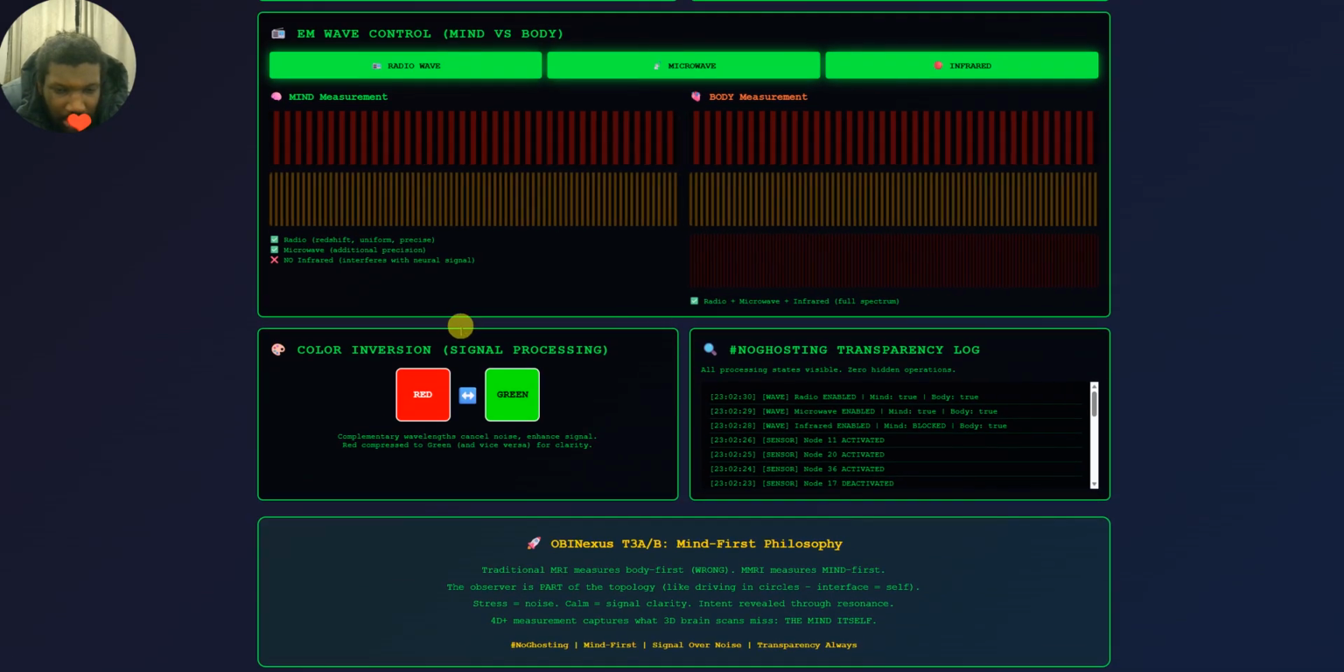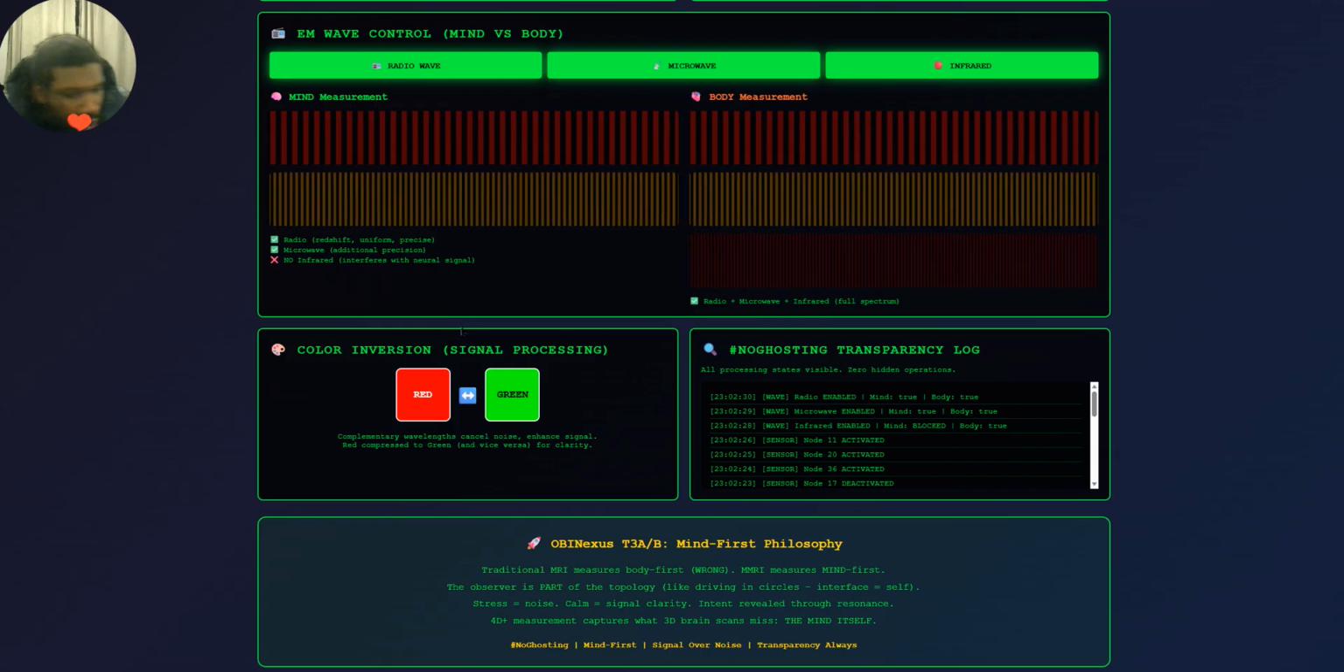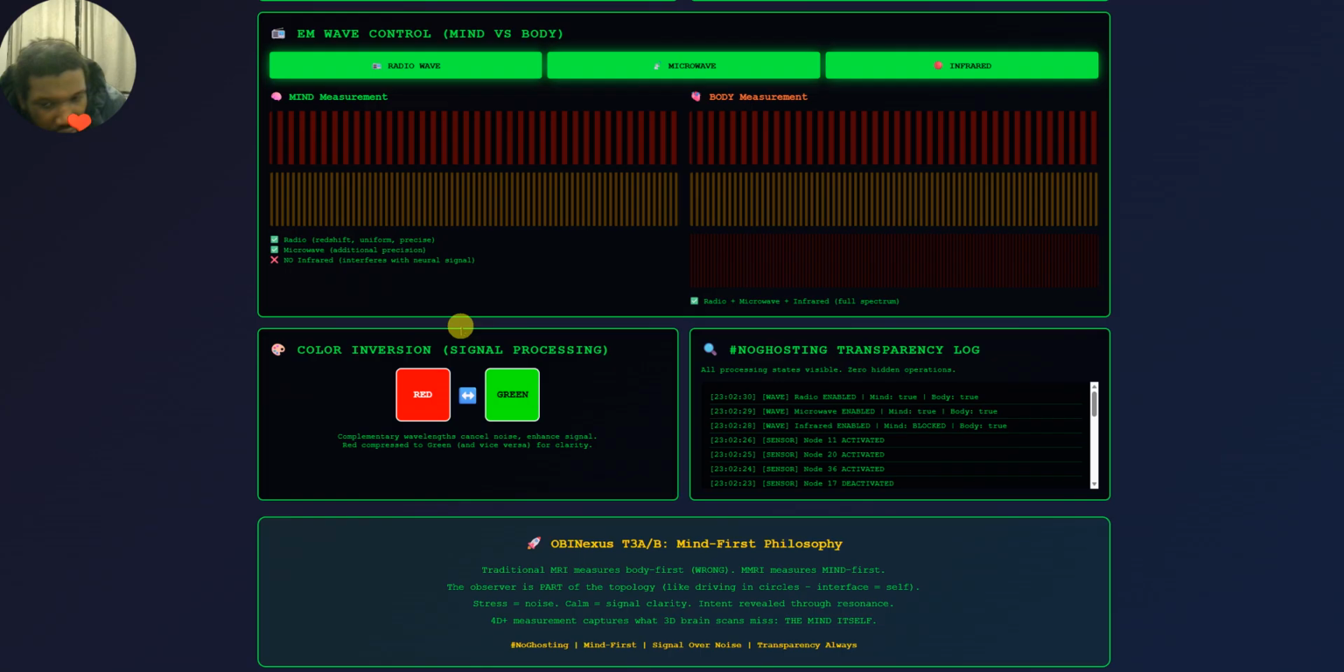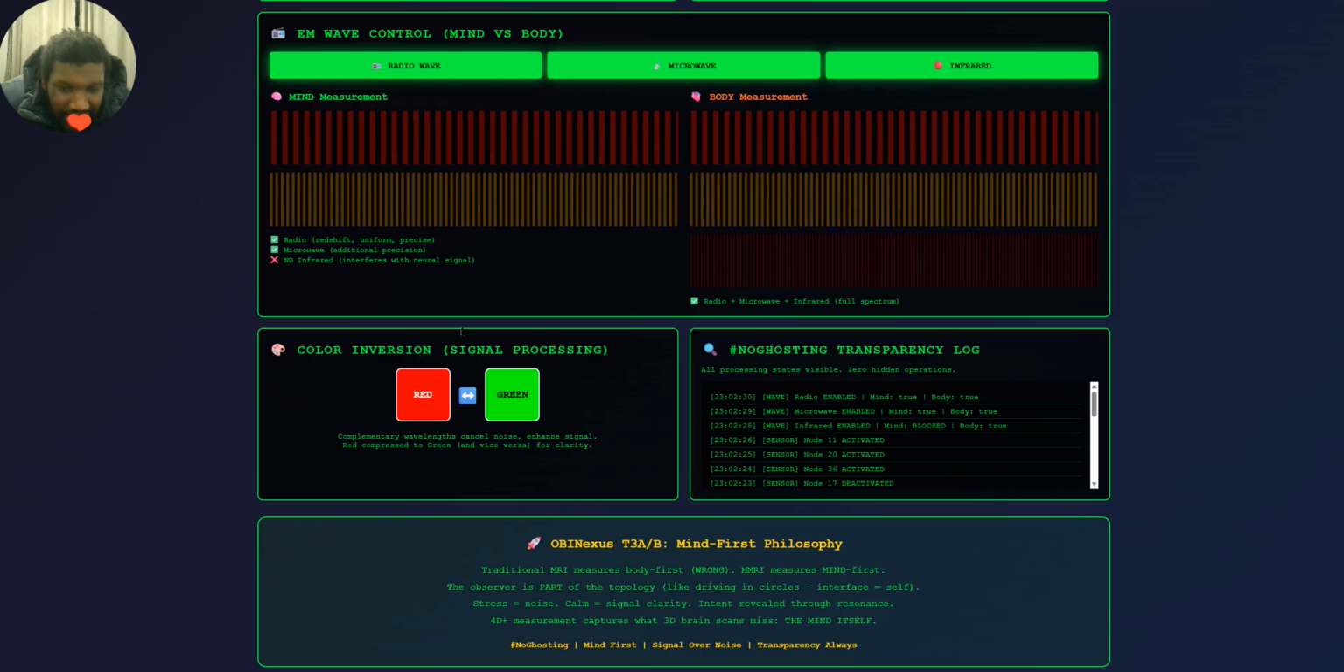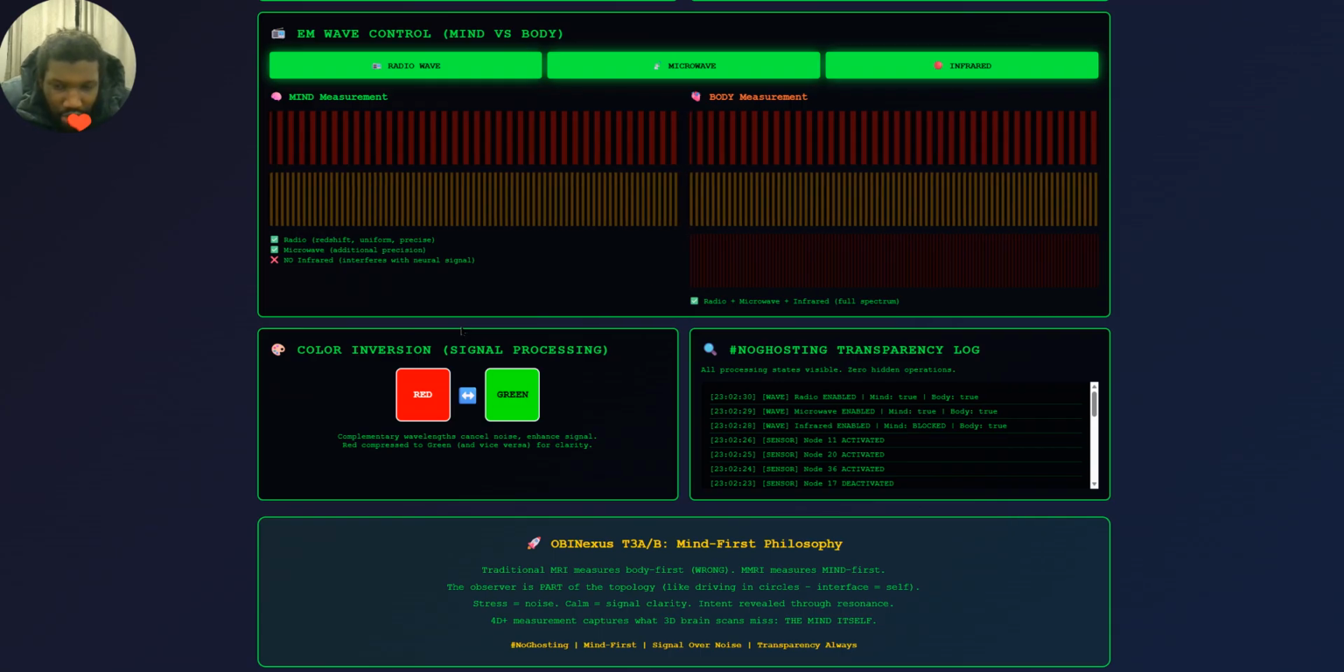And so basically, MRIs are body first. Wrong. No, MRIs are body first. No more in my acquisition. MRIs should measure mind first. What am I seeing? Like driving schools, interface license, driving in circles.